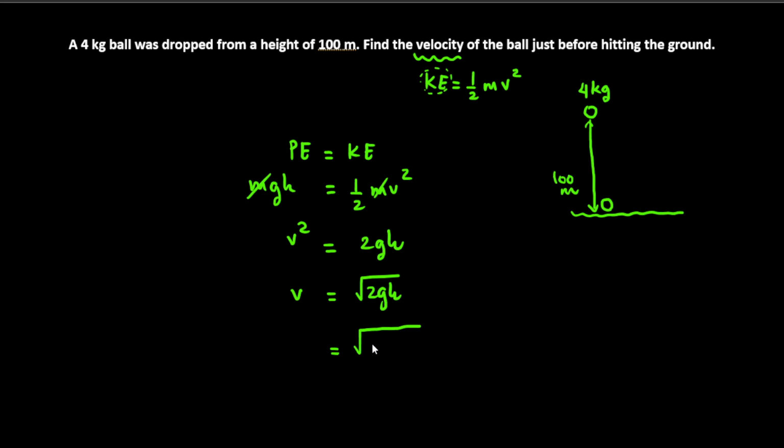Square root of 2 times g, which is 10. Your height is how much? 100. Alright, so your final answer should be 44.7 meters per second.